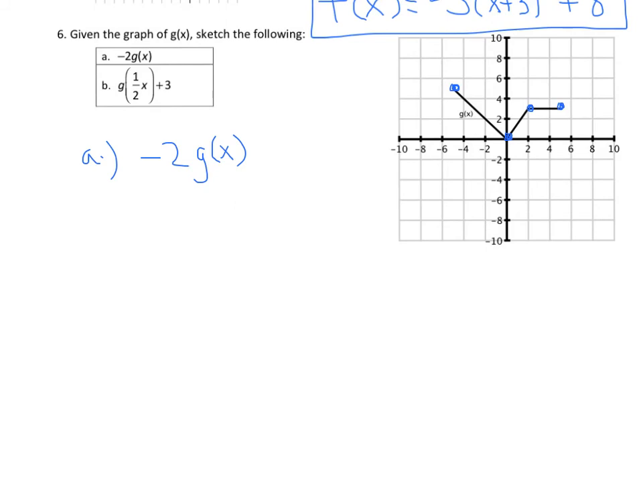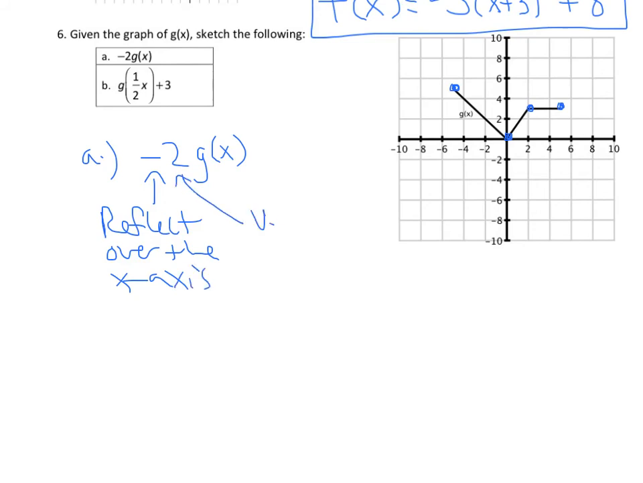Since this negative 2 is on the outside, these are both vertical transformations. The negative is going to reflect it vertically, or reflect over the x-axis. And the 2 is going to be a vertical stretch. So it's going to get twice as tall, so by a factor of 2. So my point at the origin, 0, 0, isn't going to change.